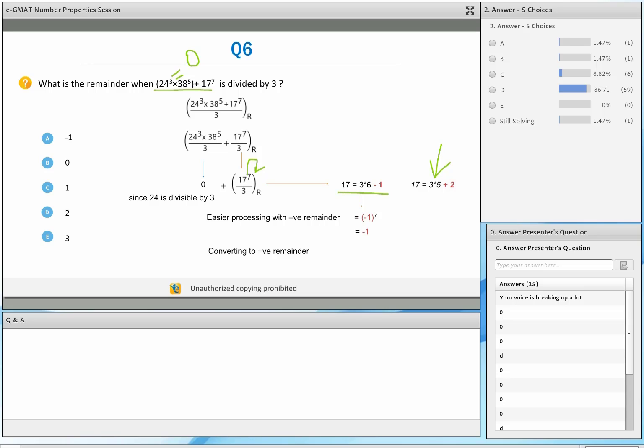But now, choice A is not the right answer, because your remainder in the GMAT world cannot be less than 0, right? So you convert it back to a positive remainder. How do you do that? You add back the divisor, okay, which is 3 in this case. So -1 plus 3, the correct answer is 2.